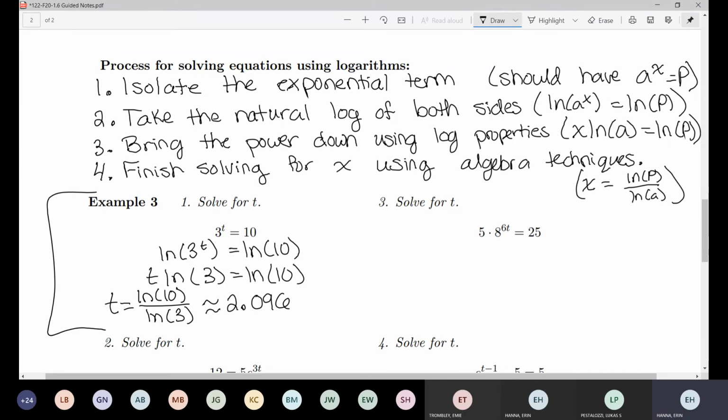So, super quick, this next one. I do have to isolate this because I need to get this 8/6 to the t by itself, so I need to divide both sides by 5 first. So if I divide both sides by 5, I get 8/6 to the t equals 5. I'm going to run out of space. Take the natural log of both sides, because we now have it isolated.